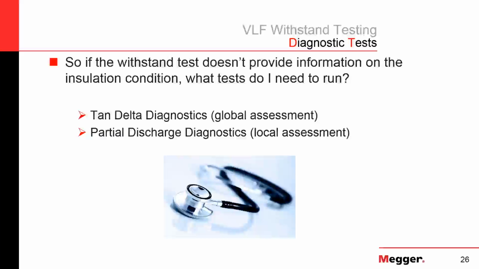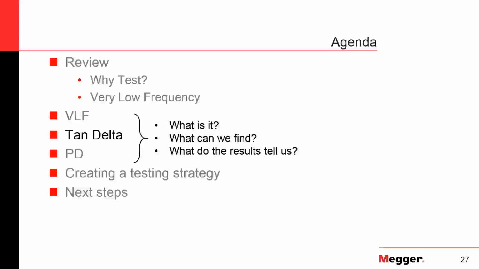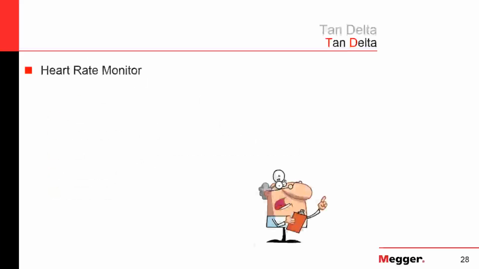So if the withstand doesn't provide a lot of information about the insulation condition, what test do I need to run? And we have our choice here of Tan Delta diagnostics for a global assessment or partial discharge diagnostics for a local assessment for, say, splices and terminations. And we'll talk about Tan Delta next.